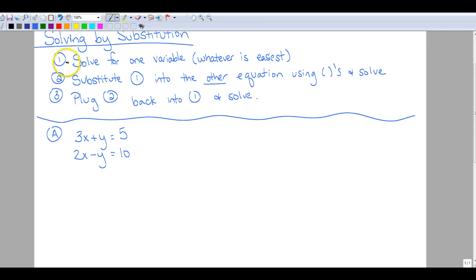So step number 1, we need to solve for a variable. So you can solve for x or y in this first equation, or you can solve for x or y in the second equation. What I would recommend is solving for a variable that doesn't have a number other than 1 in front of it.